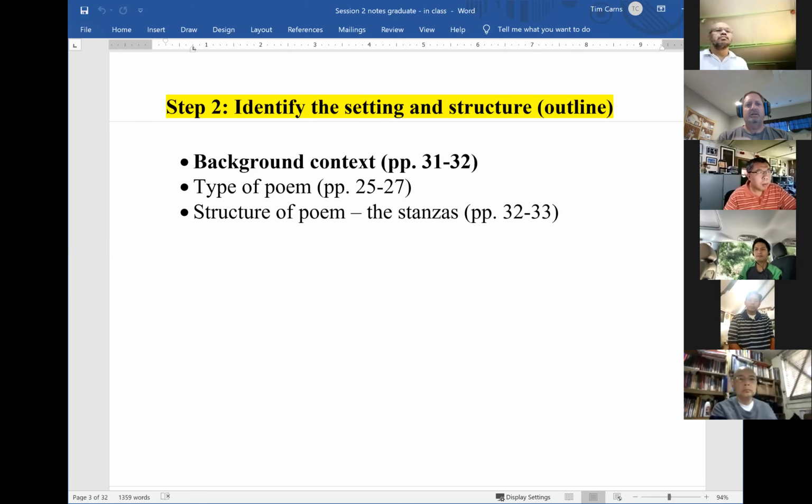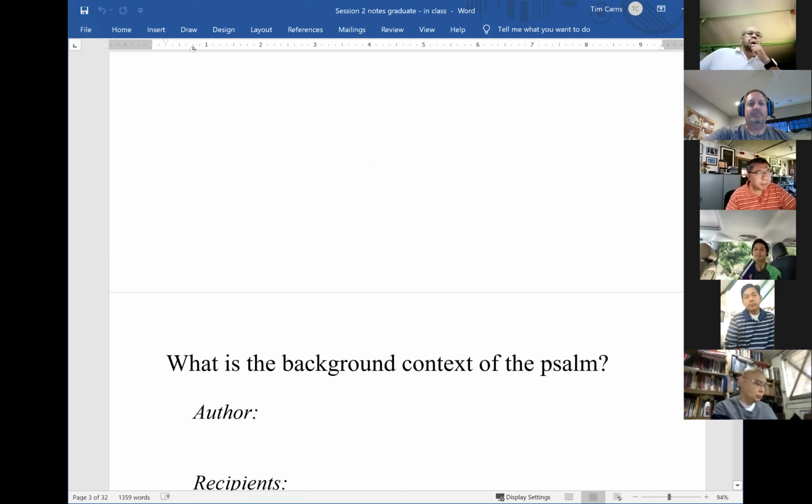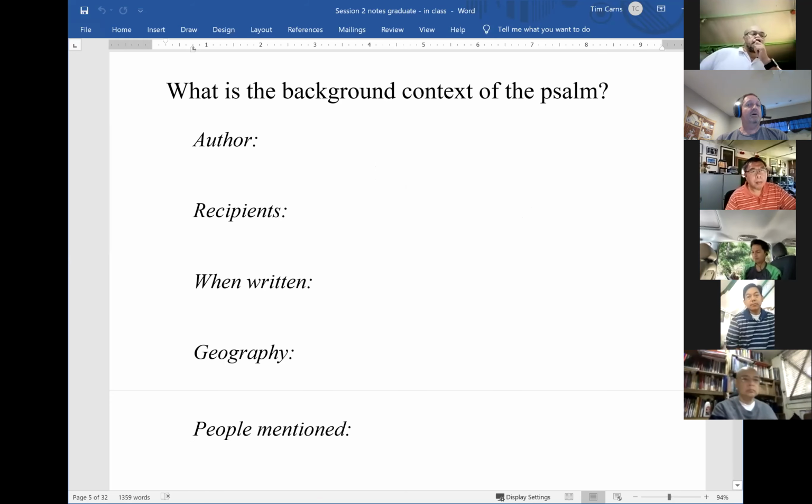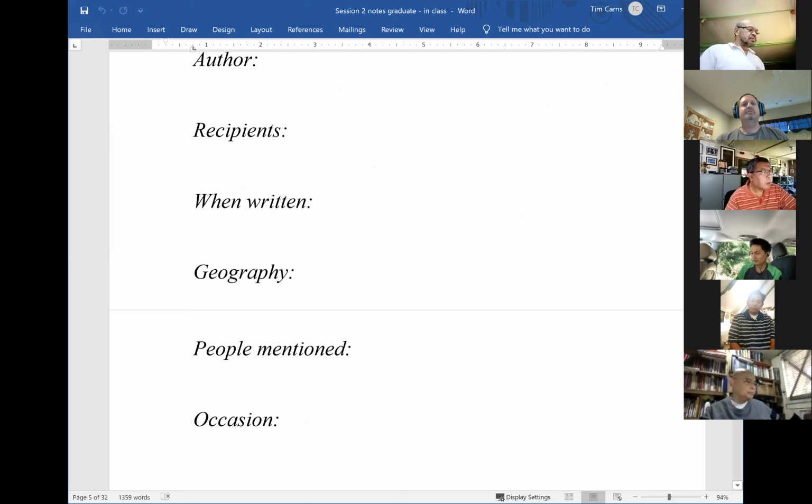And the background context of a poem is similar to the things that we look for in the background context of a book. So for example, we want to identify who is the author of this poem? Who are the recipients? When was this poem written? Any geography mentioned within the poem? Any places that are mentioned there? Any people that we find in the poem besides the author? Any people that are mentioned? And then finally, what appears to be the occasion for the poem?